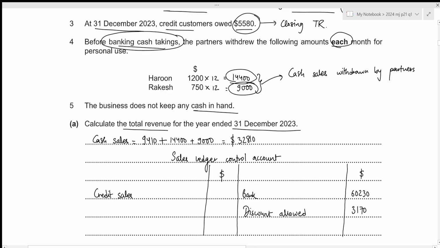The last thing we need to record is the closing trade receivables balance, which is given right here, 5,580. Since we've already known that the opening balance will be on the debit side, the closing balance will go on the credit side now. So that is our balance c/d with the amount of 5,580.